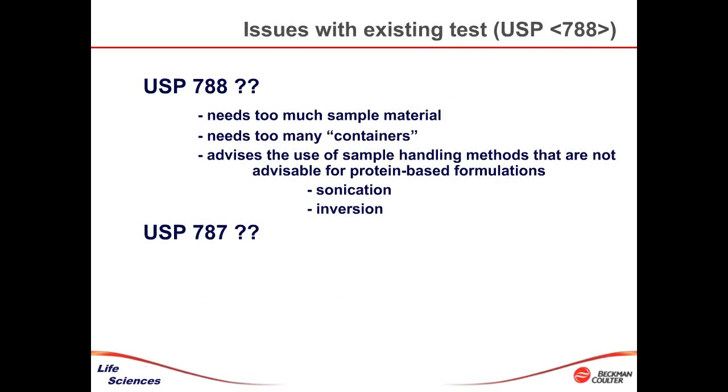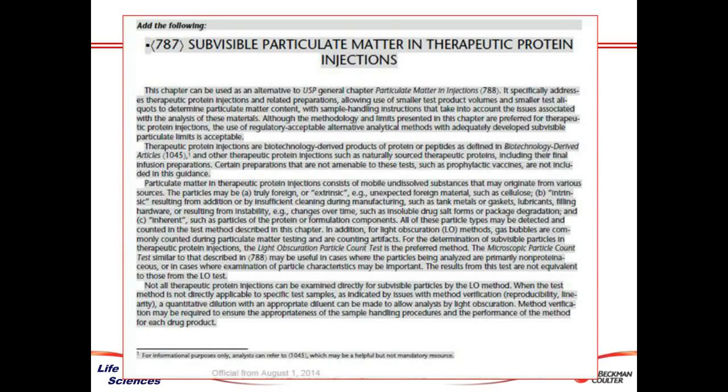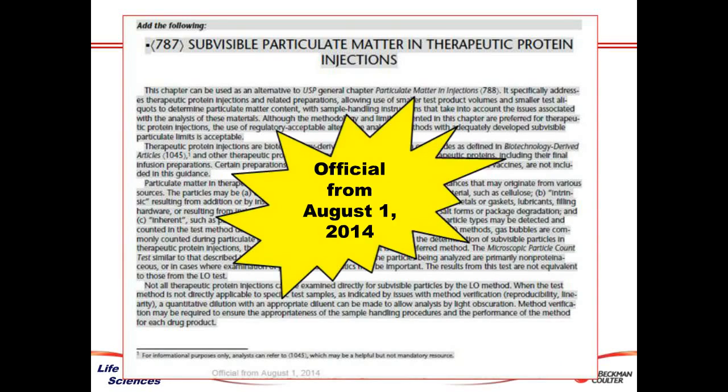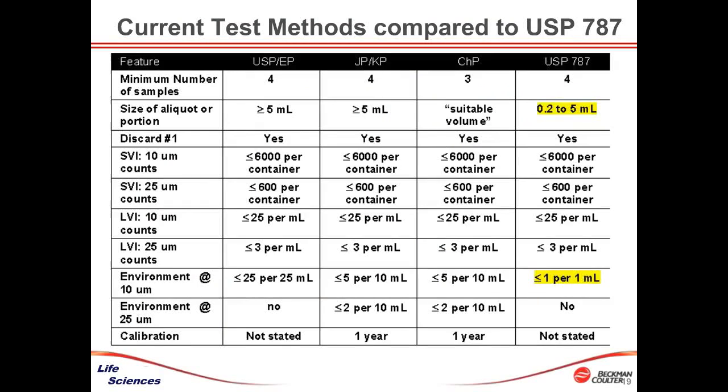But again, the problem with 788 for some of this very expensive material is the cost of the test under 788, and some of the ways that the handling of that test material was done is not appropriate for proteins, as we'll see. So 787 has been introduced. It's been effective under USP from August 1st in 2014. And it looks a little bit like, as I said, 788. However, the size of the aliquot can be down to 0.2 milliliters.